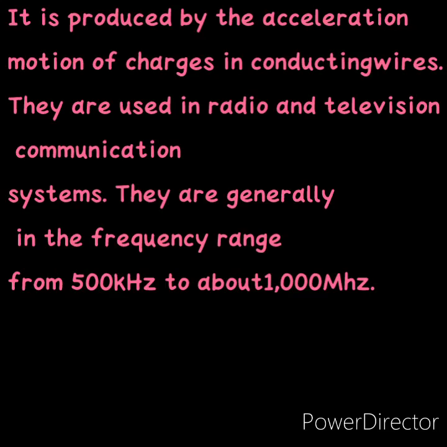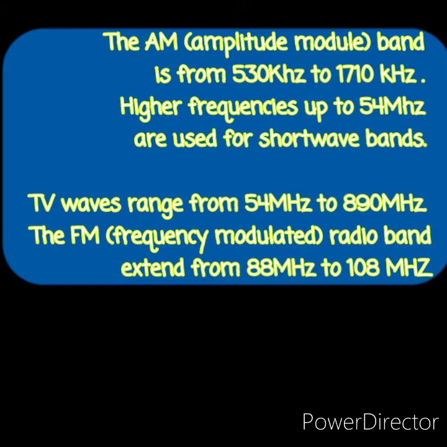Radio waves. Radio waves are produced by the accelerated motion of charges in conducting wires. They are used in radio and television communication systems. They are generally in the frequency range from 500 kHz to about 1000 MHz. The AM, amplitude modulation, band is from 530 kHz to 1710 kHz.